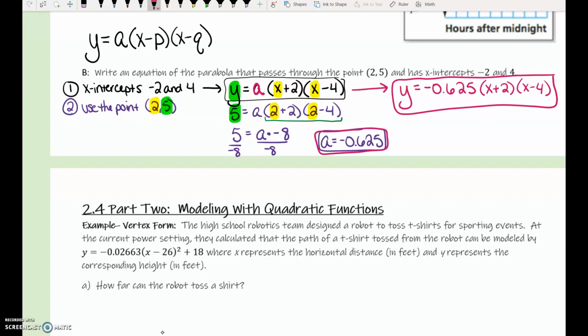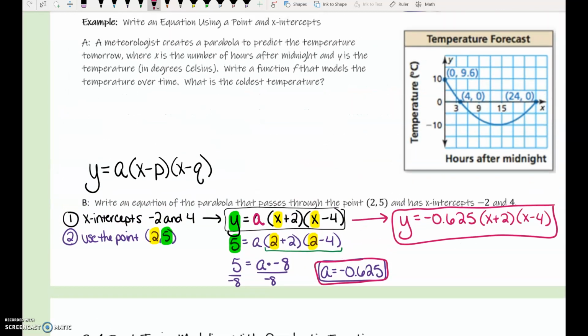Okay, let's talk briefly about the word problem, just in case there's one like this on your assignment. But the word problem is asking you to do the same thing. A meteorologist creates a parabola to predict the temperature tomorrow, where x is the number of hours after midnight and y is the temperature in degrees Celsius. Write a function that models the temperature over time. So they're giving you the 2 x-intercepts. The intercepts are at 4 and 24. Then they're giving you a point, 0, 9.6.